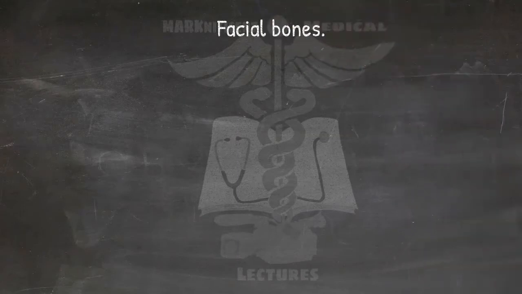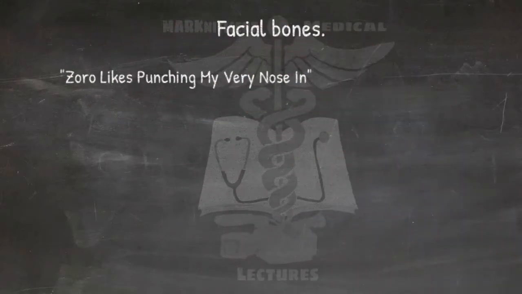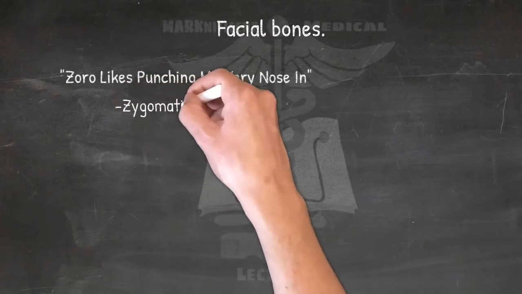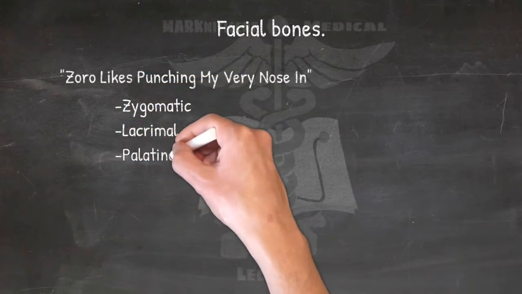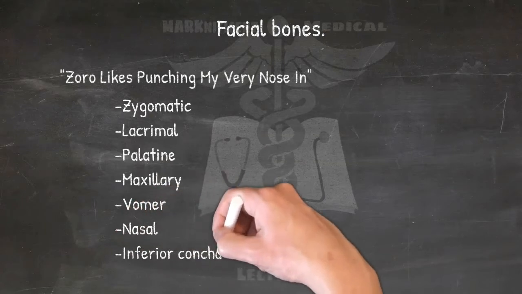Facial bones. Zorro likes punching my very nose in. Zygomatic, lacrimal, palatine, maxillary, vomer, nasal, and inferior concha.